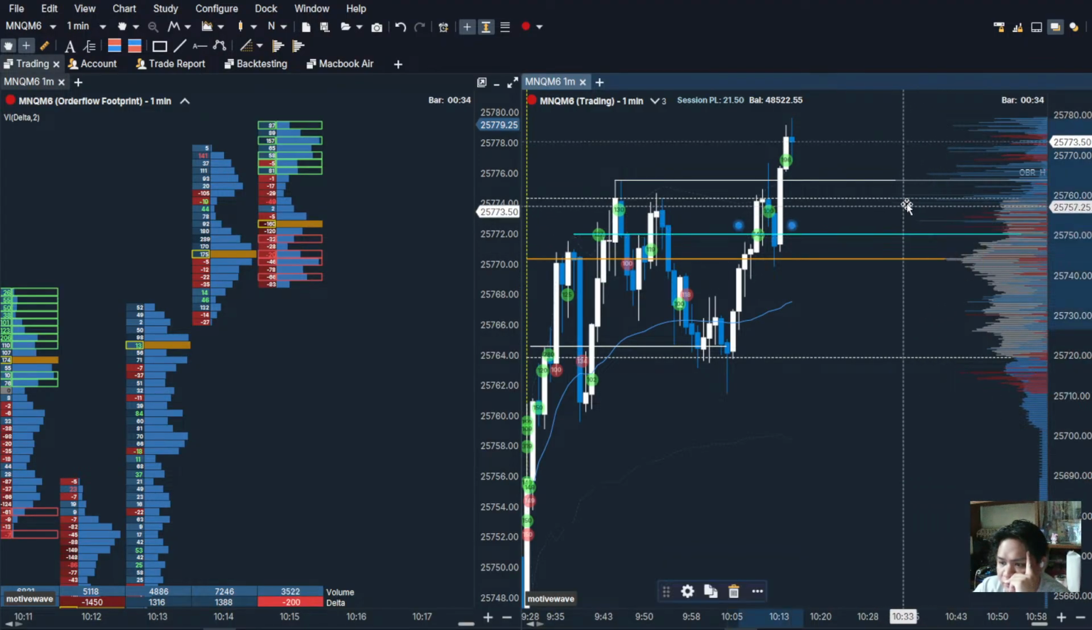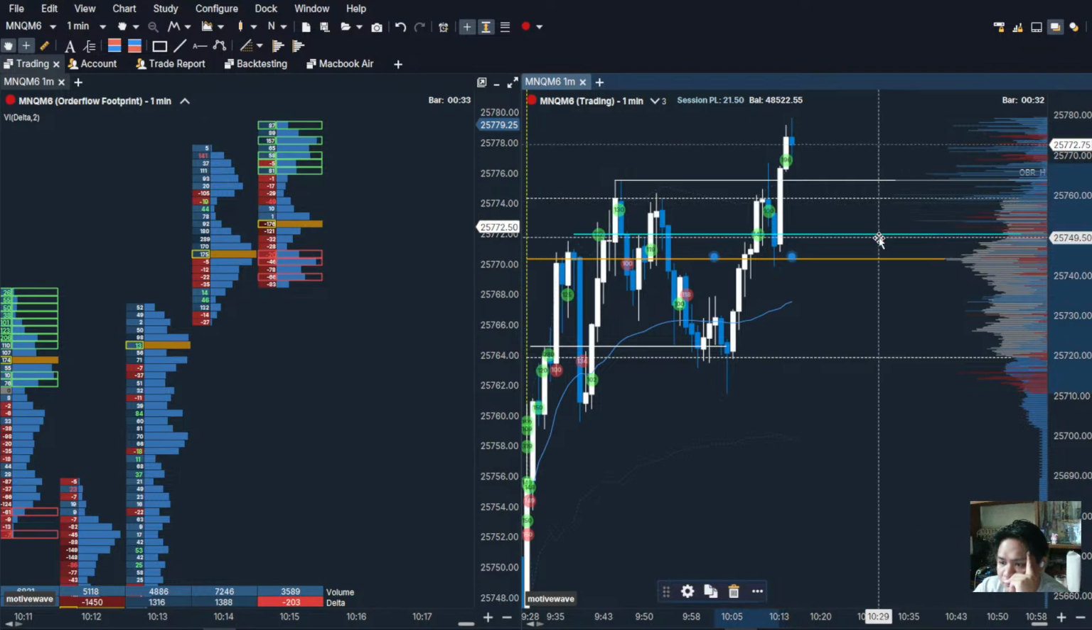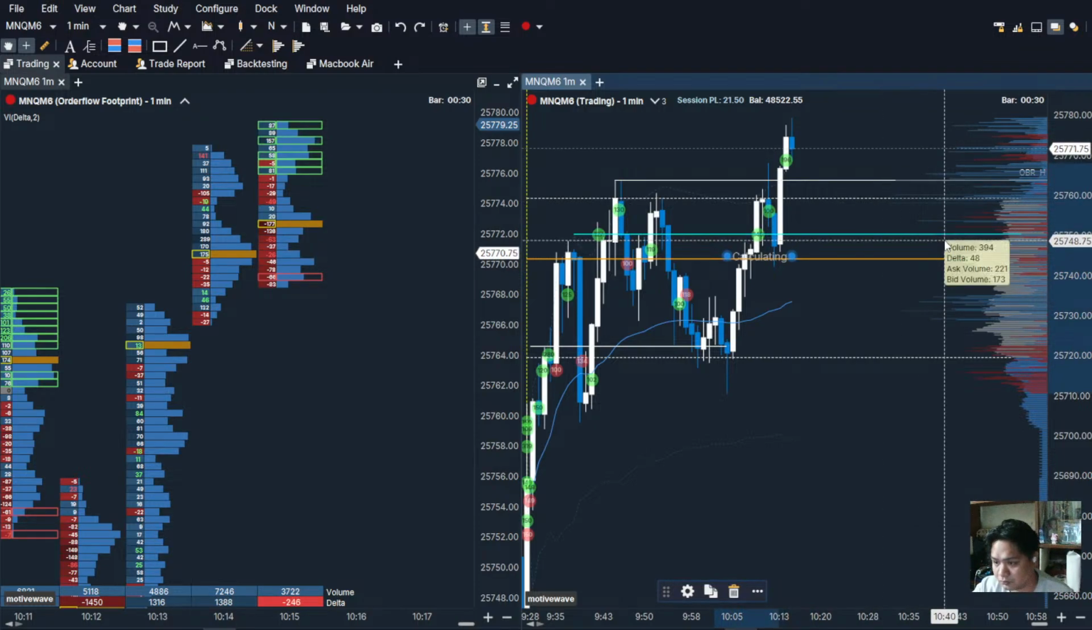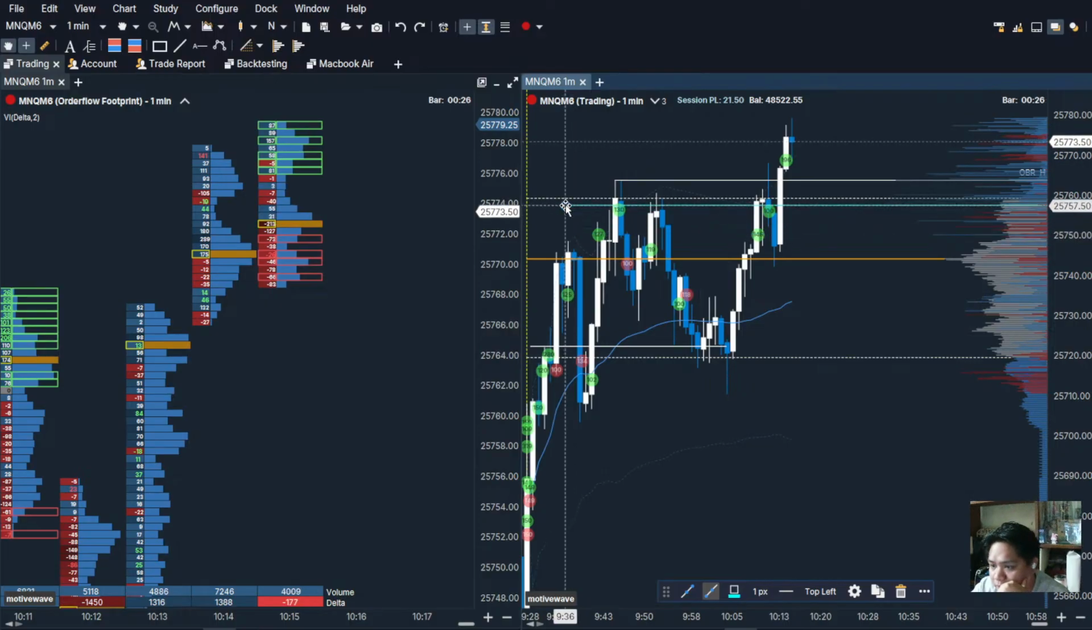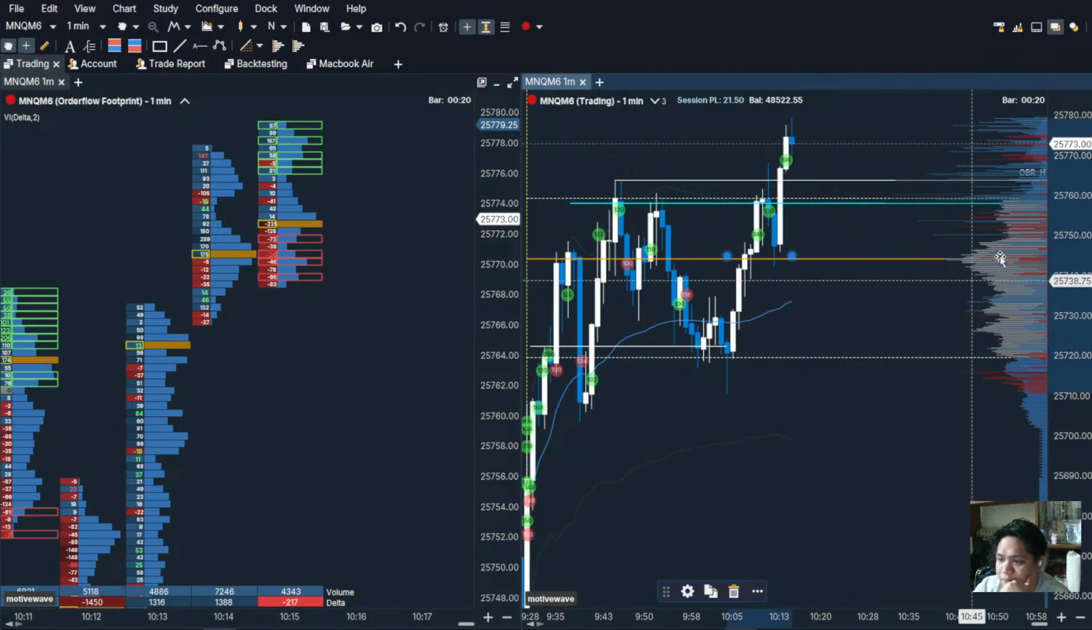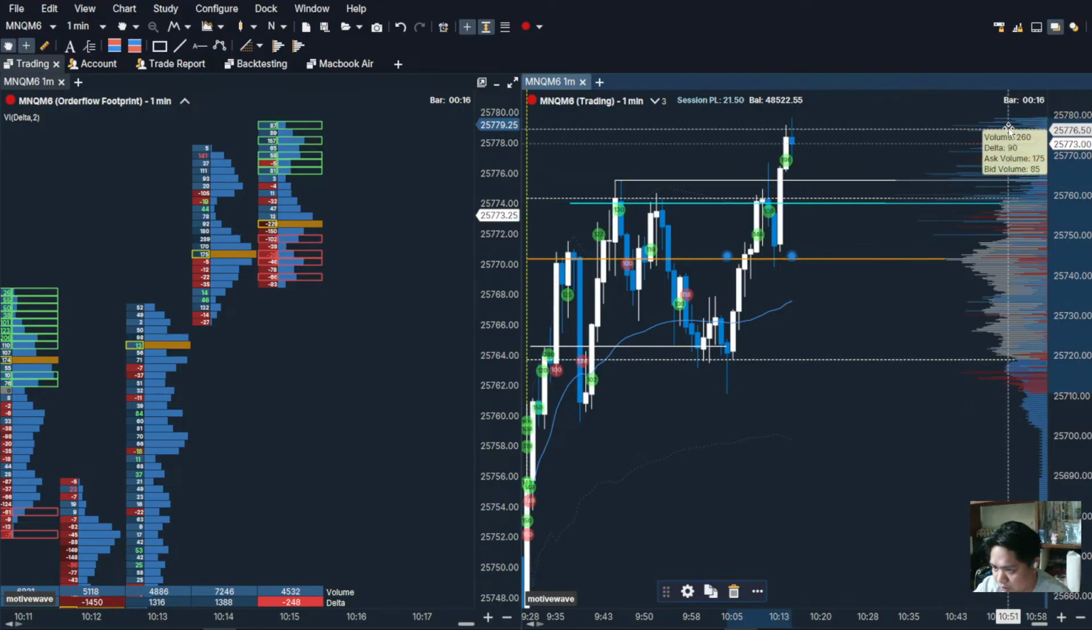See if we can get back up around, we can get back around this area right there. That's where I'd like for the market to go.